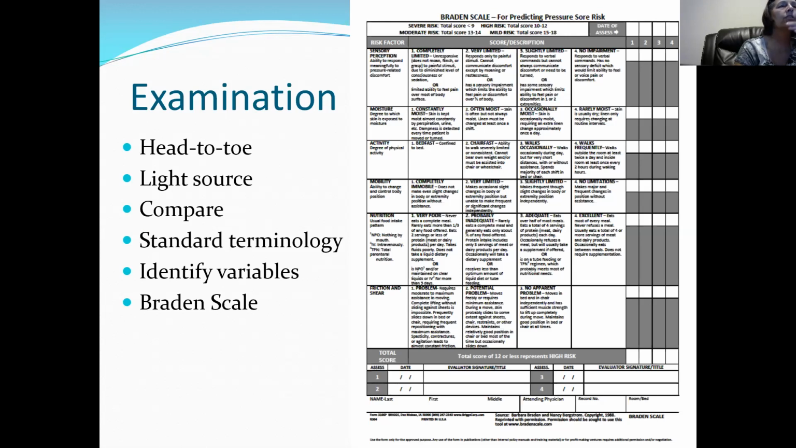But it's just one form of examination. You want to identify what variables are out there for your patient. There's all kinds of variables out there. Age, certainly, and underlying disorders like diabetes that affect skin and give you yeast problems.